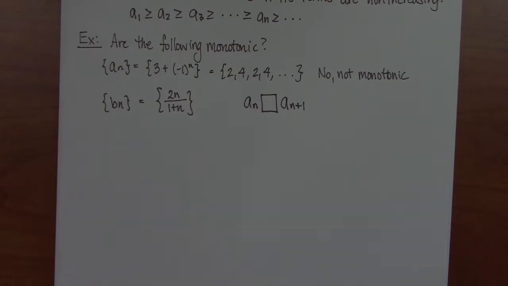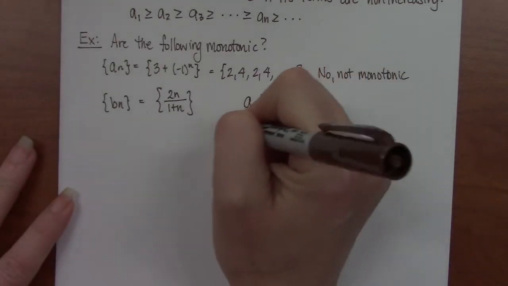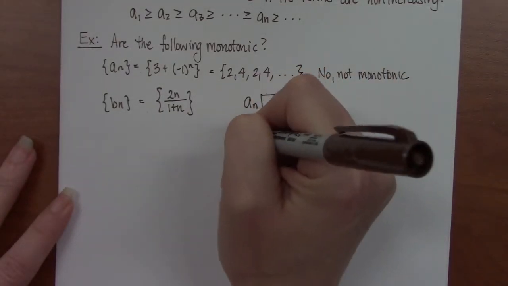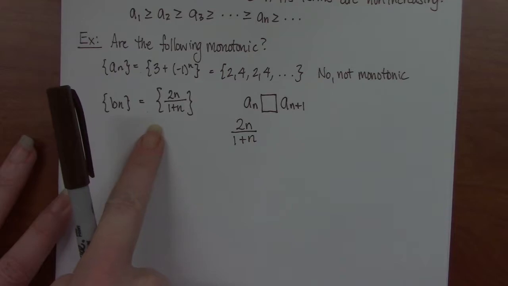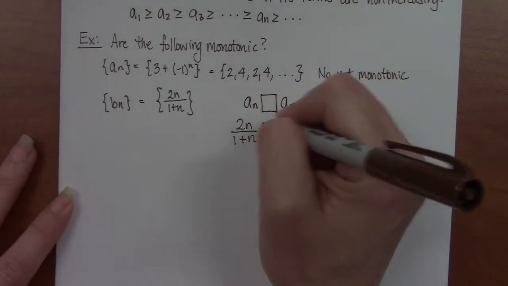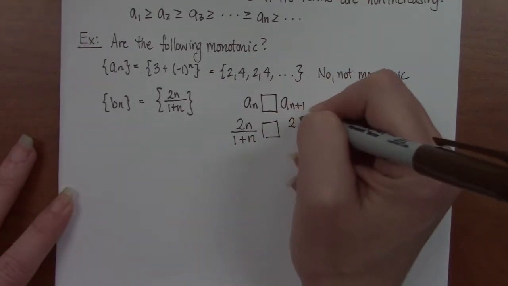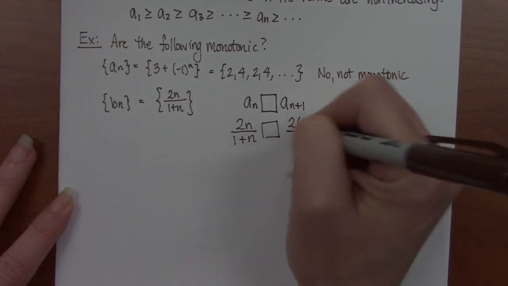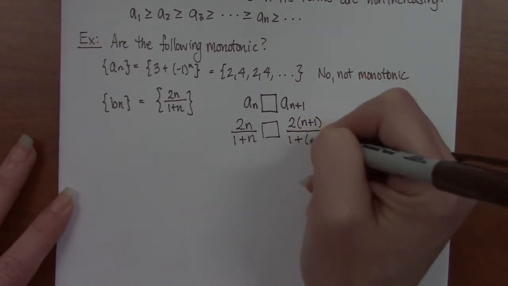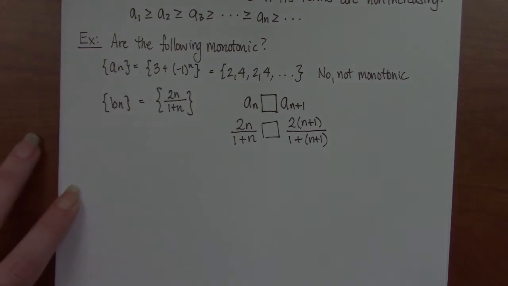So I'm going to define the nth term, which is easy because it's given right here. And the (n+1)th term, we just plug in an n plus 1 everywhere we had an n.